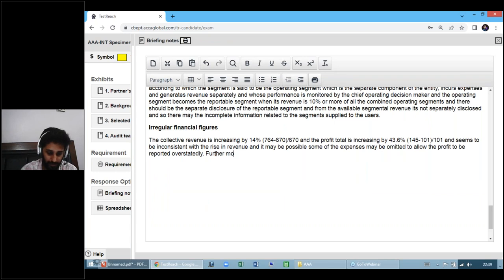Furthermore, the revenue from individual segments should also be analyzed. That is, there are three potential revenue streams. That is Sunseeker.